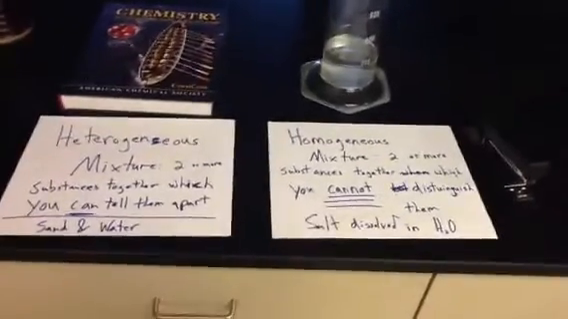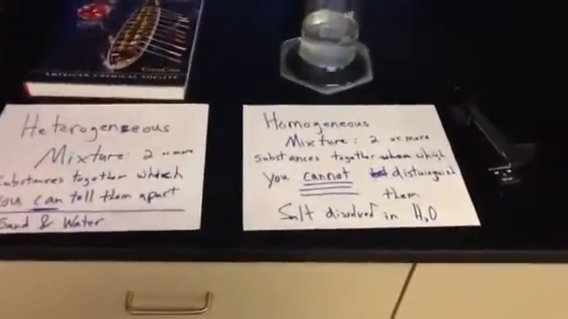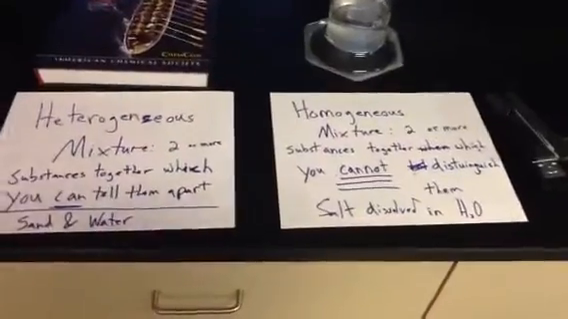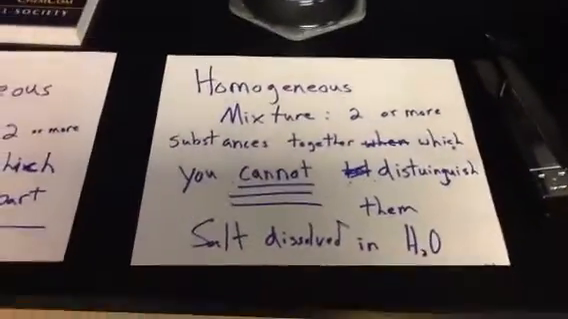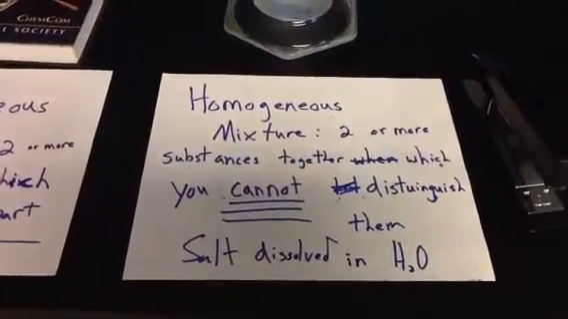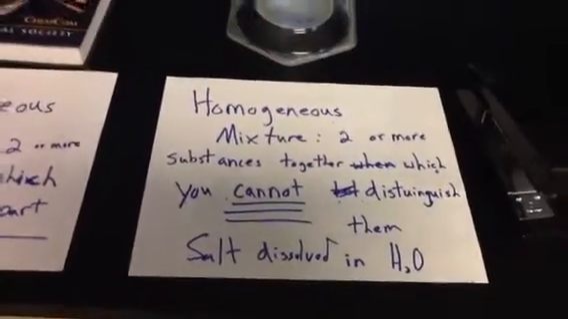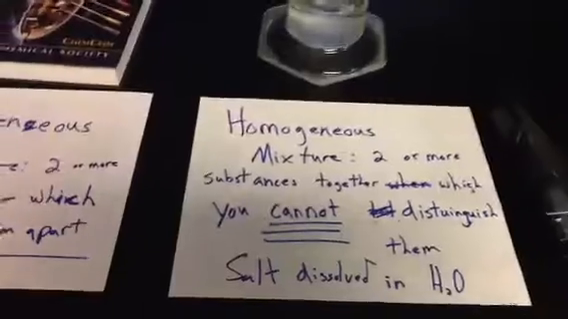Now, there are mixtures, tons of mixtures. There are two types: ones where you can tell the parts apart, and ones where you can't. Here we have a homogeneous mixture: two or more substances together which you cannot, keyword is cannot, distinguish. For example, salt dissolved in water. When I look at that, I can't tell the salt from the water. I could look at it all day and not be able to see them apart.